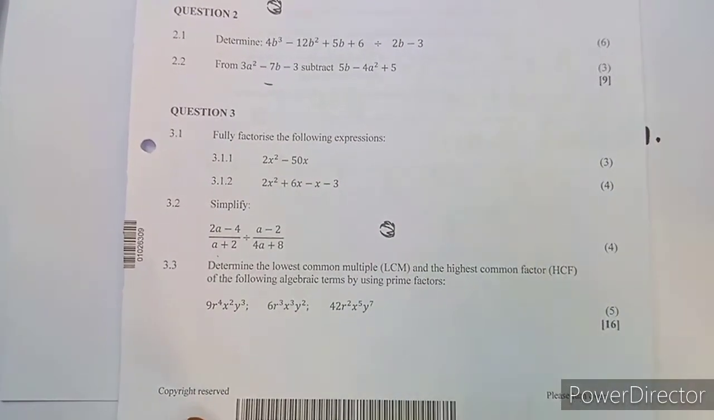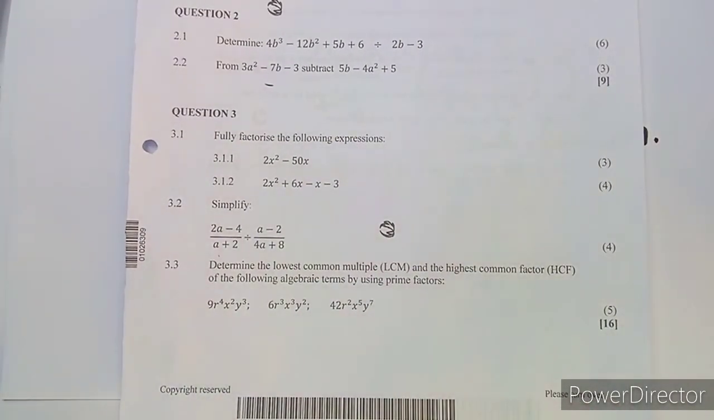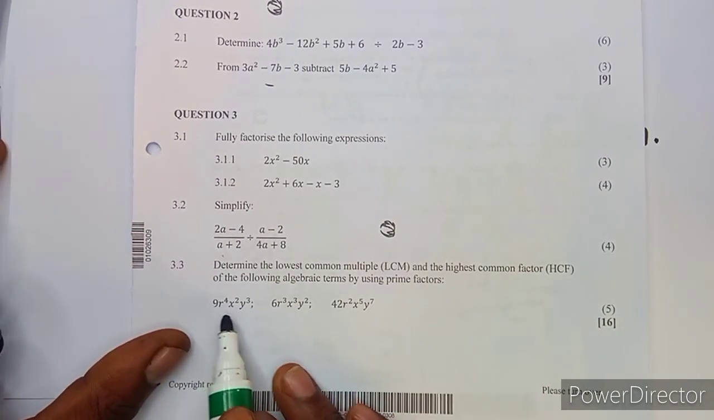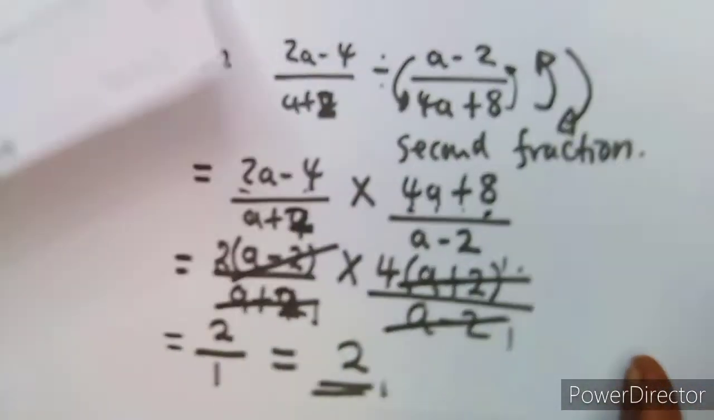The other part: determine the lowest common multiple, that is the LCM, and the highest common factor, HCF, of the following algebraic terms by using prime factors. As we can see on this part, guys, there is a need for you to write this as a product of its prime factors, 9, 6. Let me just write these expressions so as not to confuse you.